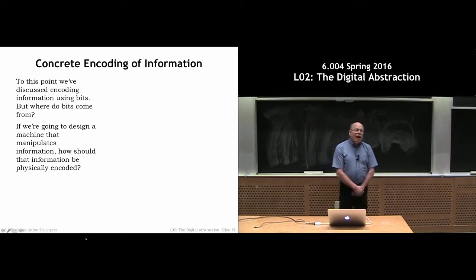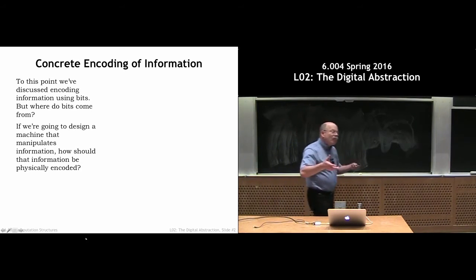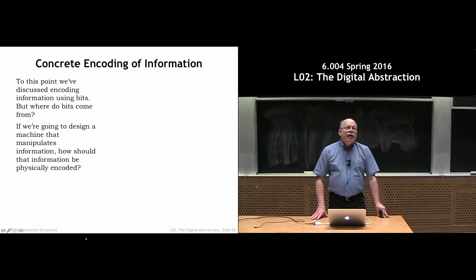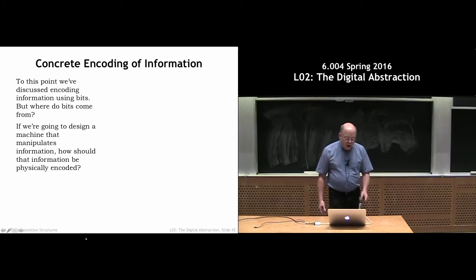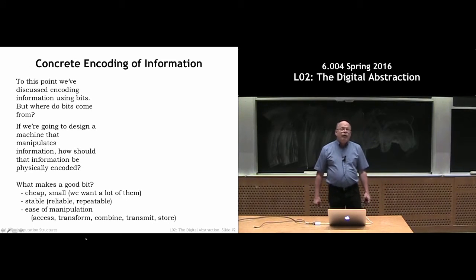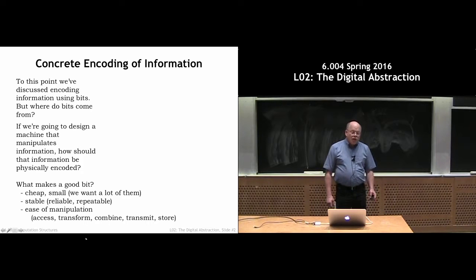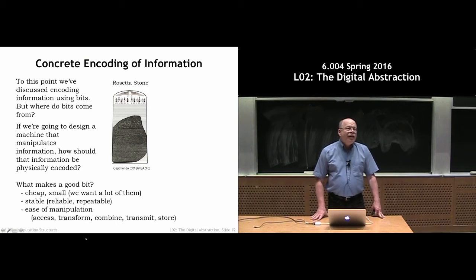So we've talked about how we're going to use bits to encode our information. What we're interested in is figuring out what representation we're going to use for bits, because that representation will of course determine the machinery we use to do computation, storage and communication. We would like our bits to be cheap and small because we want a lot of them. So for example, carrying around the Rosetta Stone has the advantage of being quite stable. It's an artifact that's lasted for thousands and thousands of years.